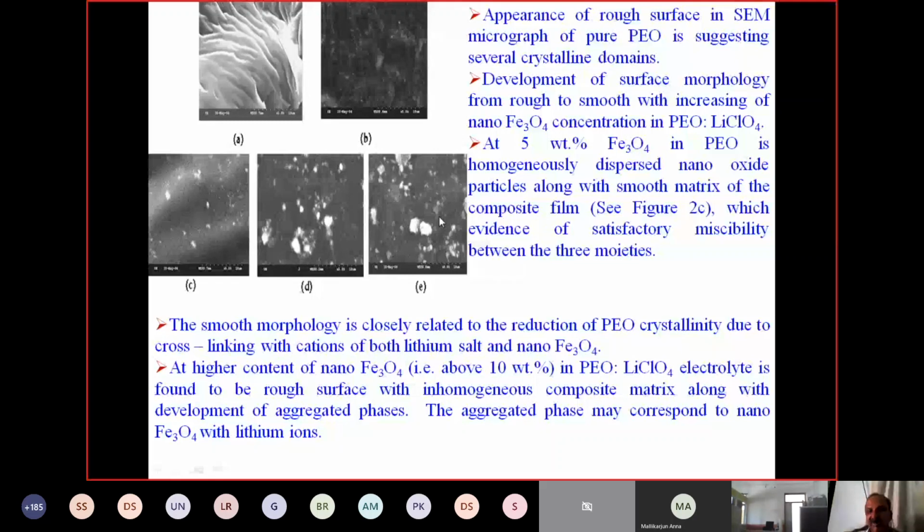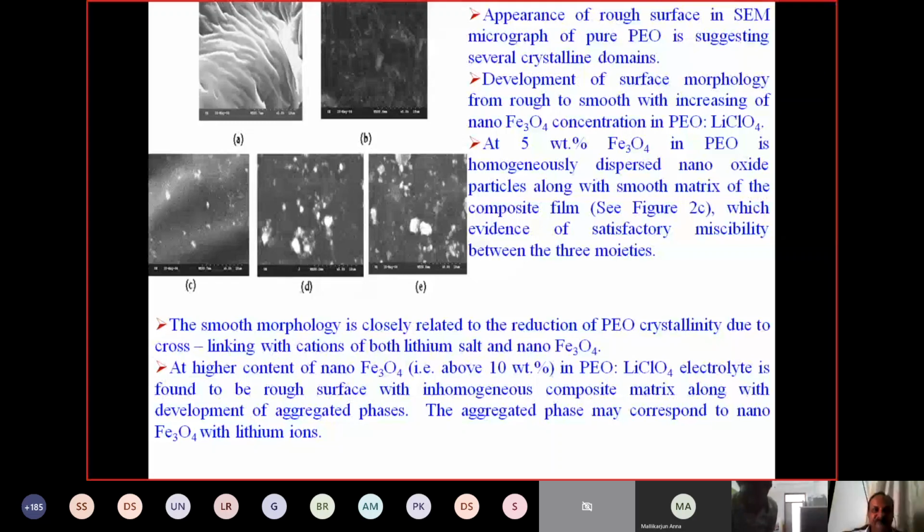But what happens when the salt is increased further? Ion aggregation takes place, and sometimes its mechanical properties also decrease, and also conductivity. The main thing is the conductivity property is decreasing. That is the main disadvantage. We need higher ion transfer property for any application. So in this case also, for the higher content of nanoparticle, aggregation of the Fe3O4 nanoparticle is taking place. Then we will see the other transformation.